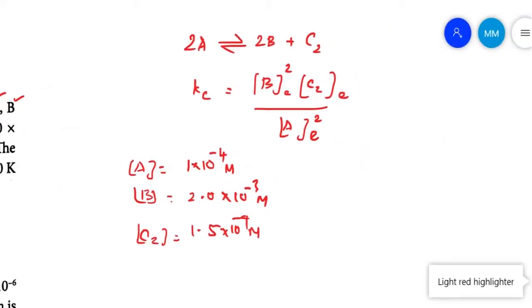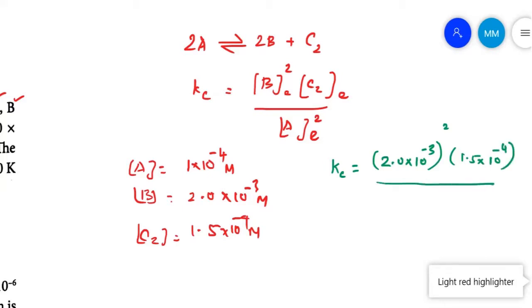By substituting the values in the Kc expression, Kc is equal to the concentration of B, which is 2.0 into 10 to the power of minus 3, squared, into the concentration of C, which is 1.5 into 10 to the power of minus 4, divided by the active mass of A, which is the concentration of A, 10 to the power of minus 4, squared.